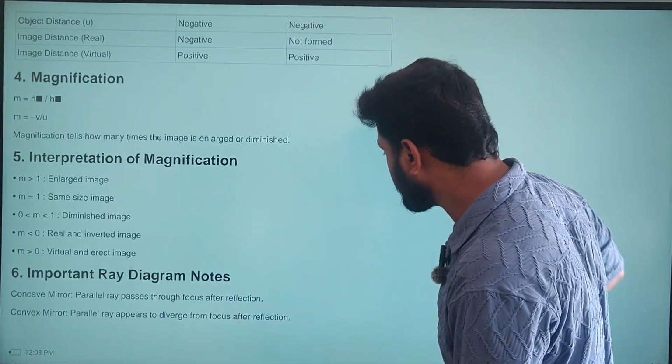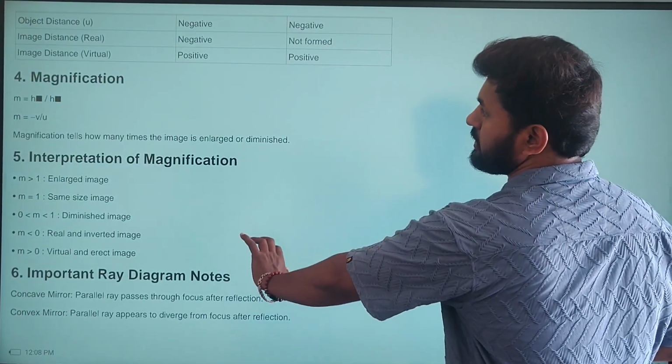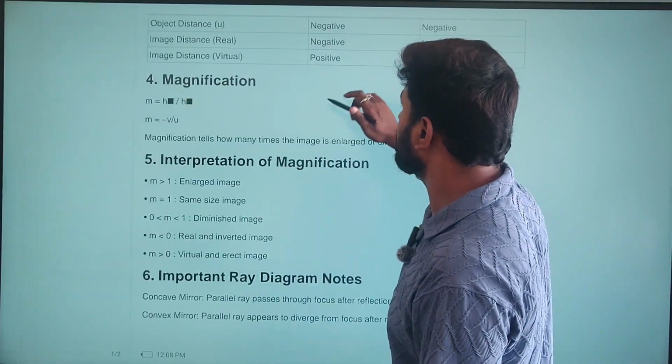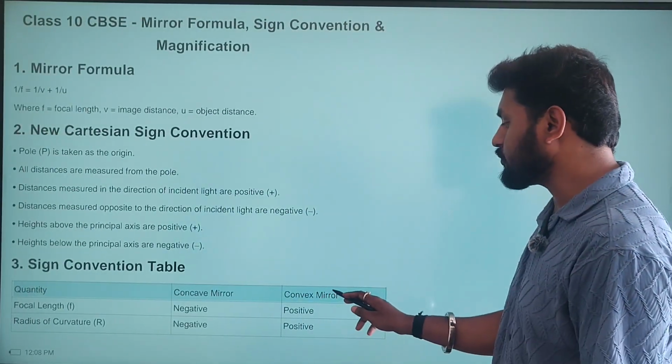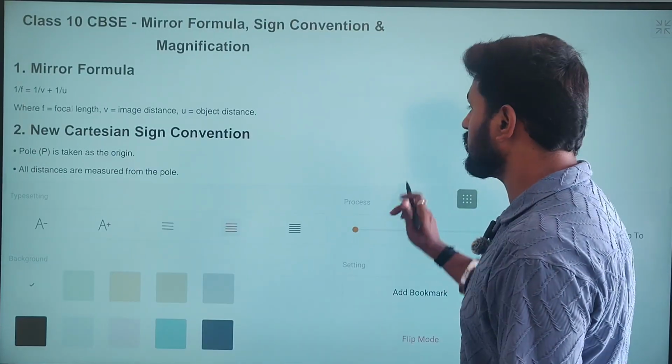You can see the heading over here. One second. Okay. Yeah. You can see this is for convex mirror, and that is for concave mirror.